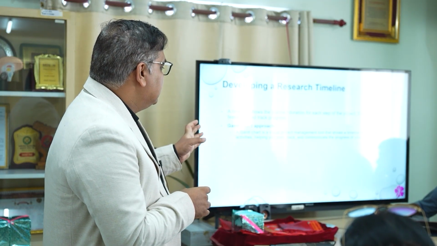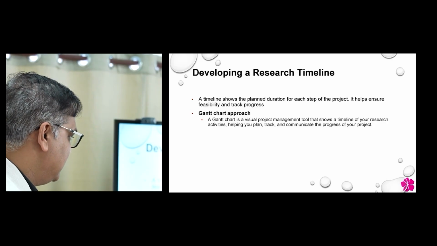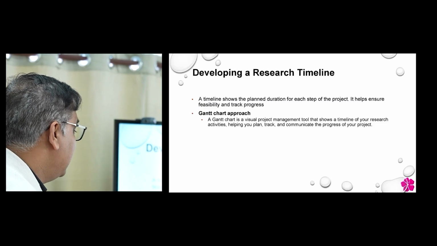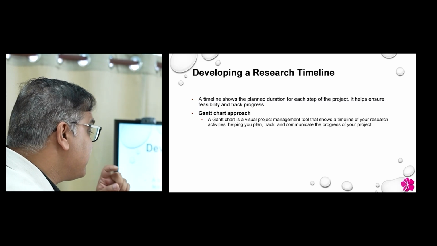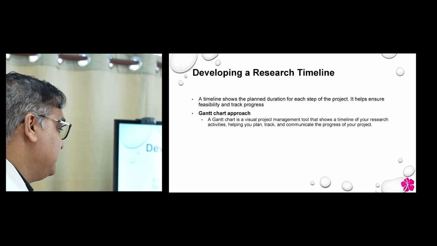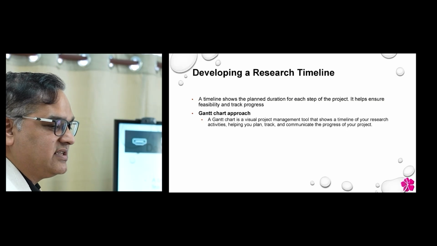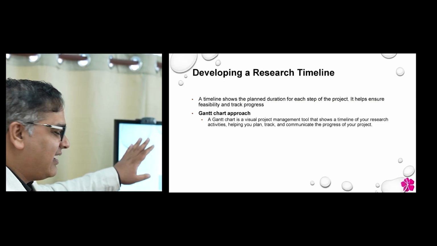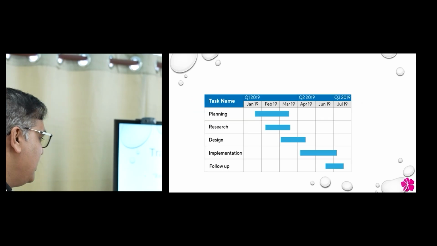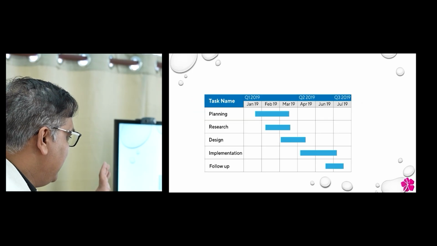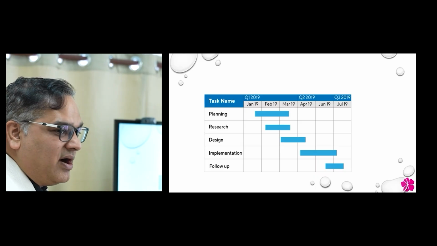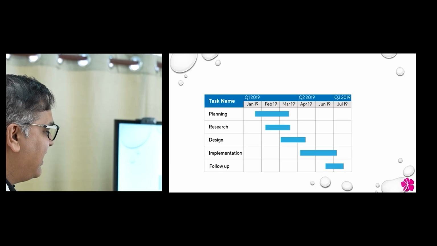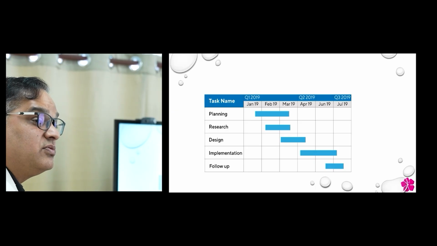So what a timeline shows is the planned duration for each step of the project. It helps ensure feasibility and track progress. It's usually done by the Gantt chart approach. A Gantt chart is a visual project management tool that shows a timeline of research activities, helping you plan, track, and communicate the progress of the project. Next. So this is the Gantt chart. By definition it's very hard to understand, but everyone must have seen this chart by now. In the Gantt chart, we give the timeline and what we want to achieve in that timeline: planning, research design, implementation, follow-up. So we have a timeline for everything, and it helps us progress our research.